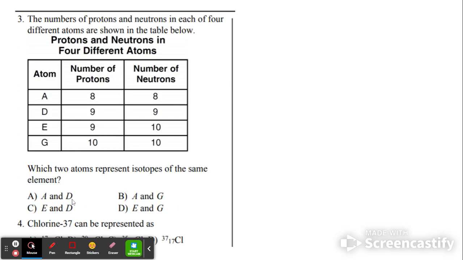Question 4. Chlorine-37 can be represented by? The answer is D, because the element on top in this type of isotope notation is the mass number, which must be greater than the atomic number, which is the number below it.